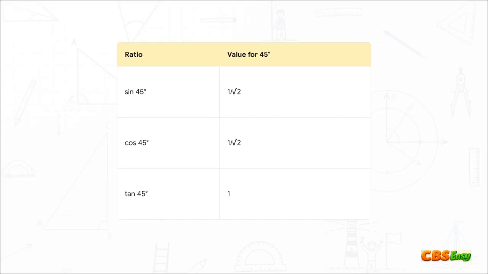They get incredibly simple. Since opposite and adjacent are the same, sine and cosine have the exact same value, 1 over root 2. And what do you get when you divide a number by itself? Just 1. So tan 45 is 1. These 3 values are non-negotiable. You just have to memorize them.